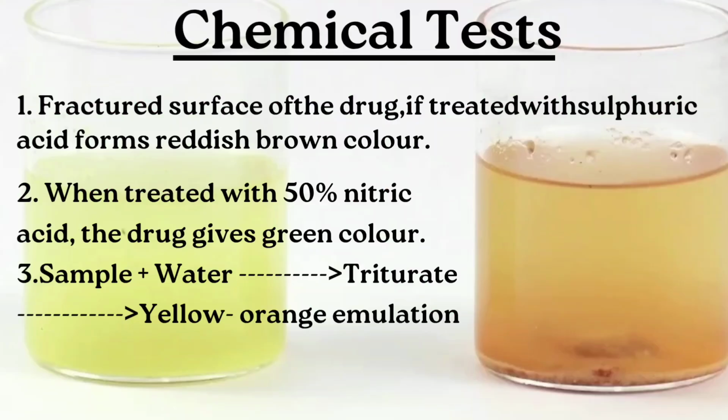Chemical tests. The chemical tests performed to identify asafoetida drug are: the fractured surface of the crude drug, if treated with sulfuric acid, forms reddish brown color. When treated with 50% nitric acid, then it gives green color. When the asafoetida drug is added in water and triturated, it gives yellow-orange emulsion.